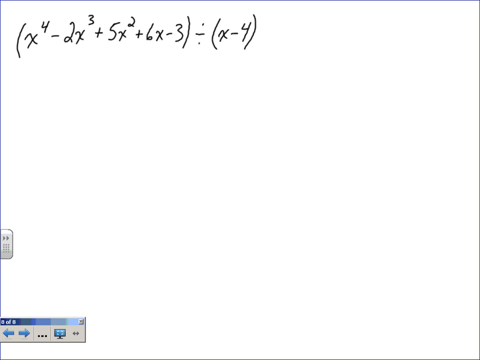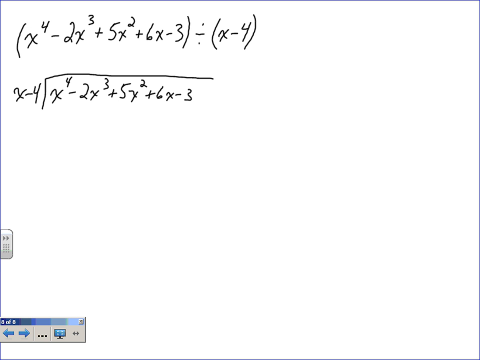Let's do another one. Let's take x to the fourth minus 2x cubed. I'm hoping this works out. I'm not sure, but I'm hoping this does. Plus 5x squared plus 6x minus 3. And we're going to divide that by x minus 4. All right? Now, is that going to be a factor? I don't know. So let's see. I've got x to the fourth minus 2x cubed plus 5x squared plus 6x minus 3 divided by x minus 4.